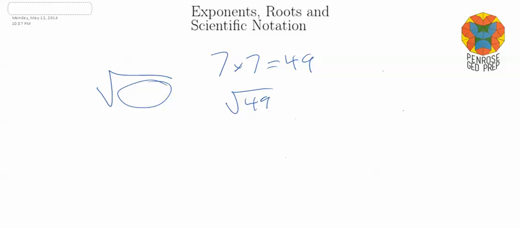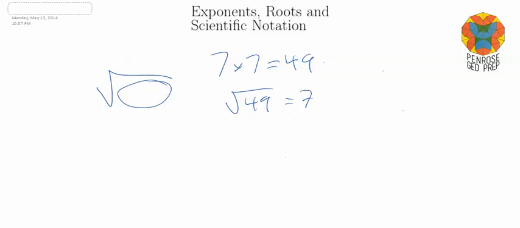Now that we have thoroughly discussed exponents, we are ready to learn about roots. The symbol for a square root looks like this. When there is a number under the square root, we simplify the expression by finding a number whose square is the number given. For example, 7 times 7 equals 49. So the square root of 49 is just 7.